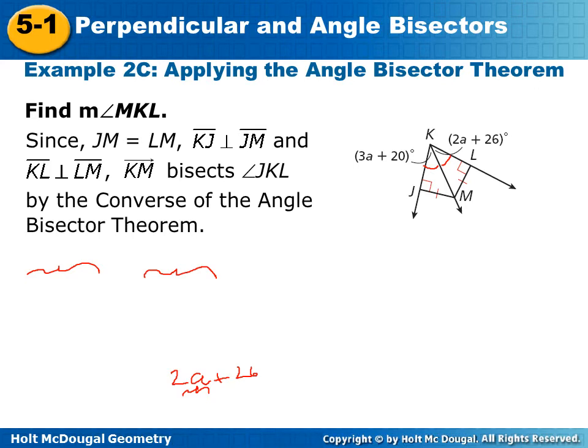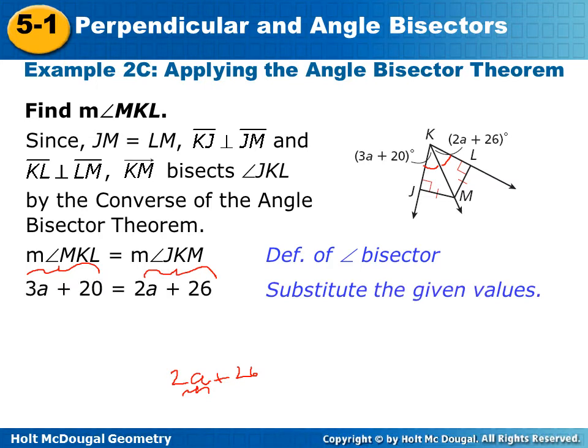Since JM equals LM and JK is perpendicular to JM, KL is perpendicular to LM, and KM bisects JKL by the converse of the angle bisector theorem. If it bisects JKL, then we have the definition of angle bisector saying that the measure of angle MKL is equal to the measure of angle JKM.